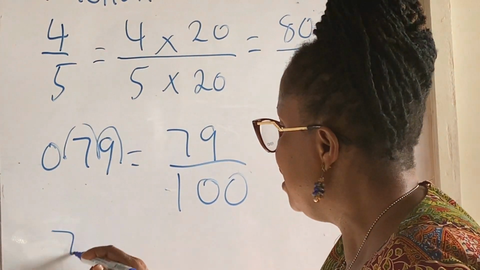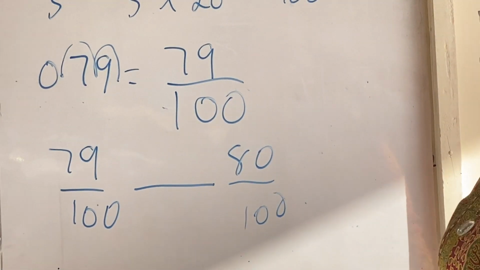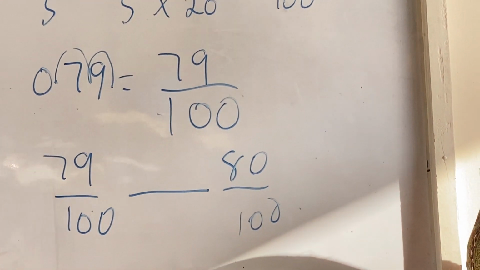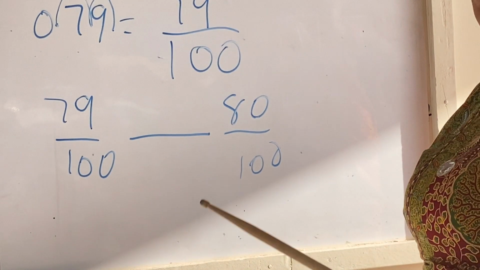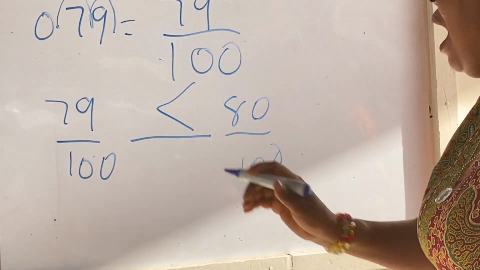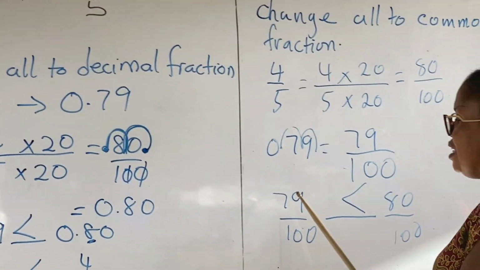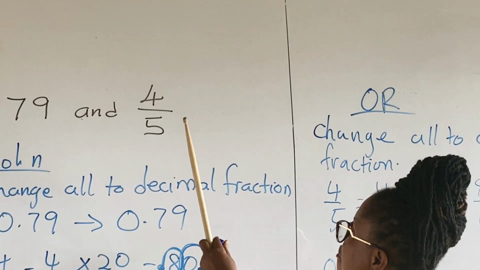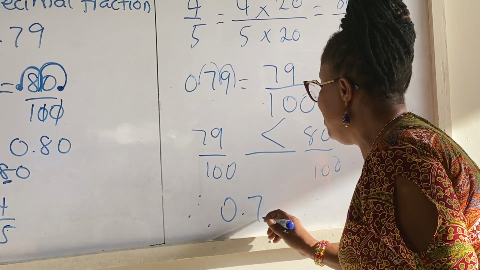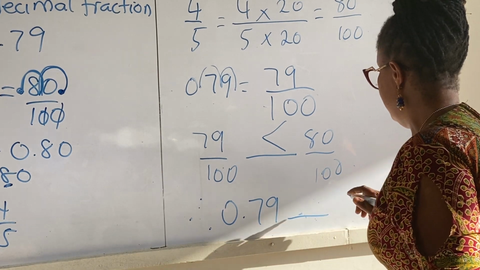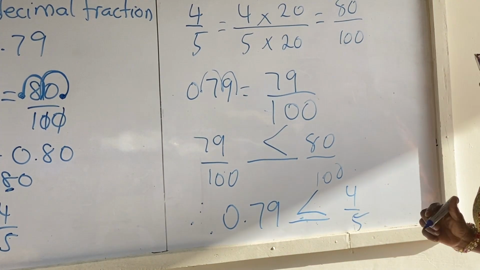So now let's compare 79/100 and 80/100. 79 and 80, which one is greater? 79 is smaller than 80, and we said that the closed end faces the smaller number. So we put in an arrow. So with this, the actual question was 0.79, which is the same as 79/100, and 4/5, which is the same as 80/100. So therefore, 0.79 and 4/5: 0.79 is smaller than 4/5.